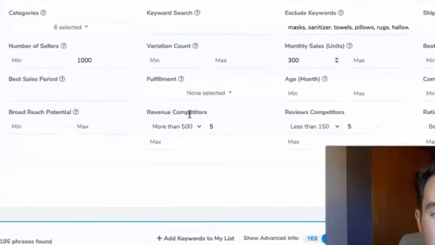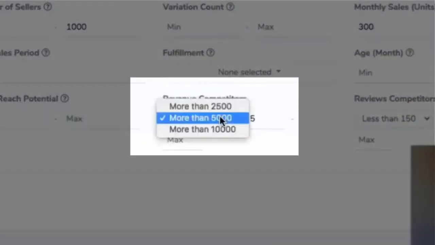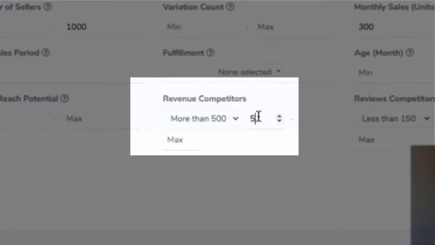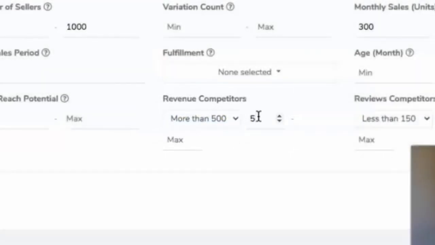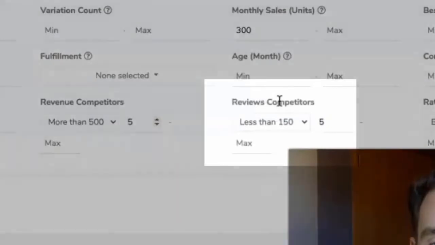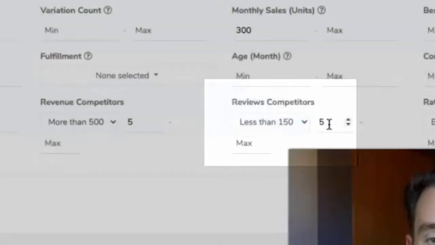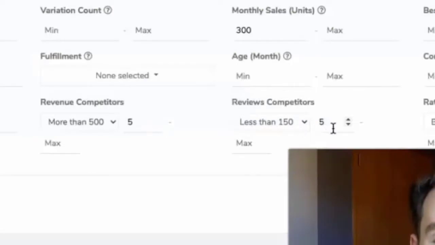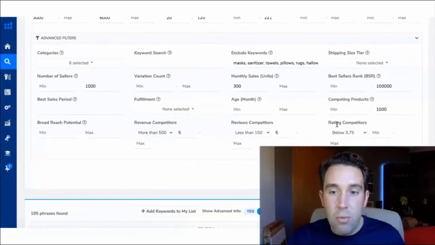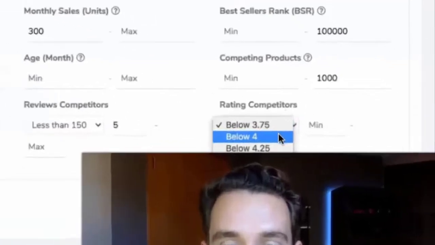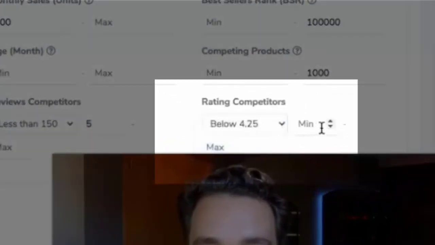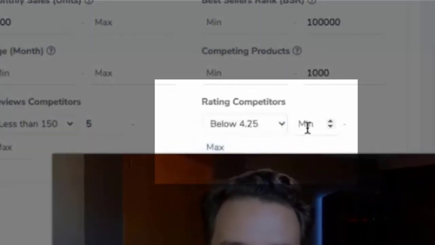Right here, revenue of competitors: more than $5,000 on five or more of the top listings on page one. Reviews: max less than 150 reviews for five or more of the top competitors. Rating: what we're gonna do here is 4.25 or less on two or three.